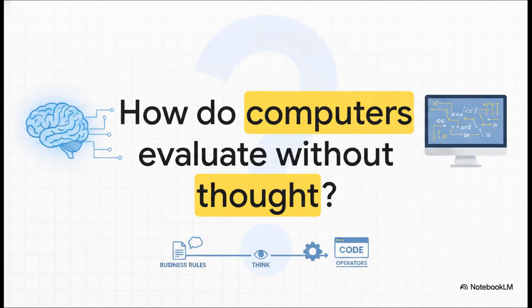Which leads us to a really big question. How does a computer evaluate these complex conditions without any actual human thought or intuition? The answer is exactly what we're here to learn: logical and assignment operators. So let's transition into the coding phase and look at exactly how we translate these concepts into working software.